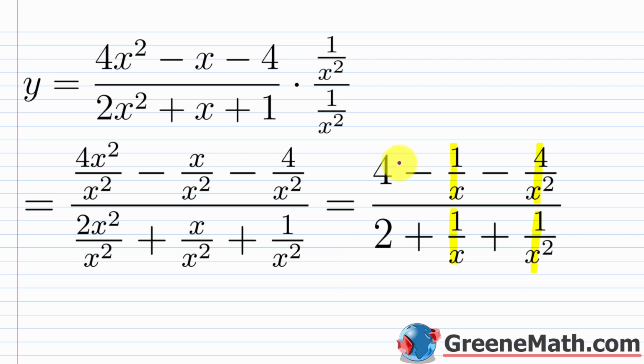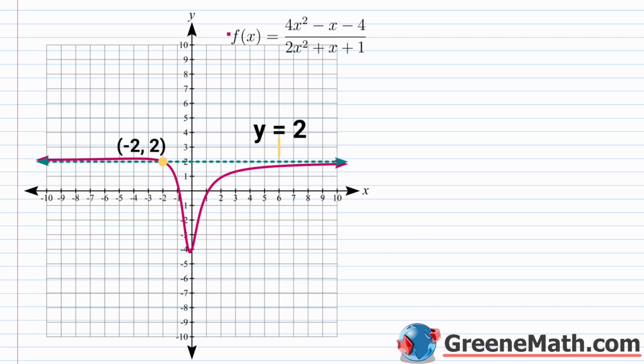So what are you going to be left with? You're going to be left with 4 over 2, right, which is the ratio of the leading coefficients. So as x approaches positive infinity or x approaches negative infinity, your y values are getting closer and closer to 2. So just coming down to the graph to verify this, again, this is f of x equals 4x squared minus x minus 4 over 2x squared plus x plus 1.